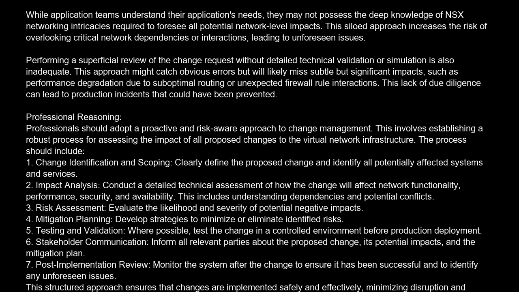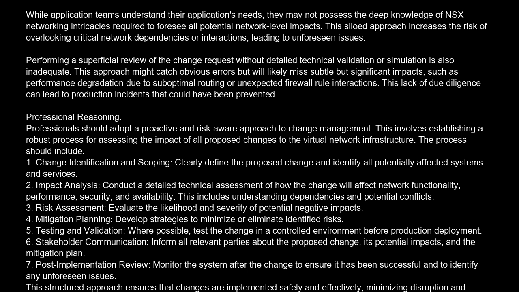While application teams understand their application's needs, they may not possess the deep knowledge of NSX networking intricacies required to foresee all potential network-level impacts. This siloed approach increases the risk of overlooking critical network dependencies or interactions, leading to unforeseen issues.